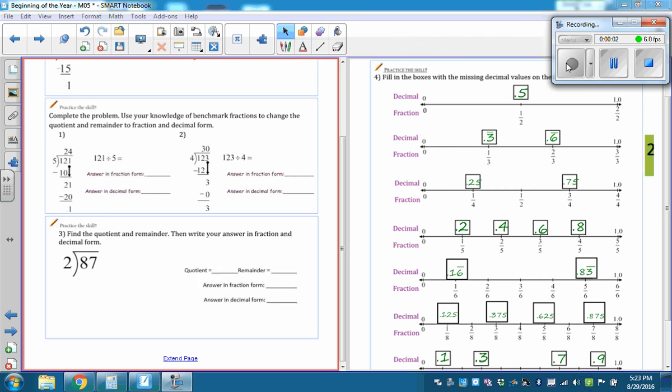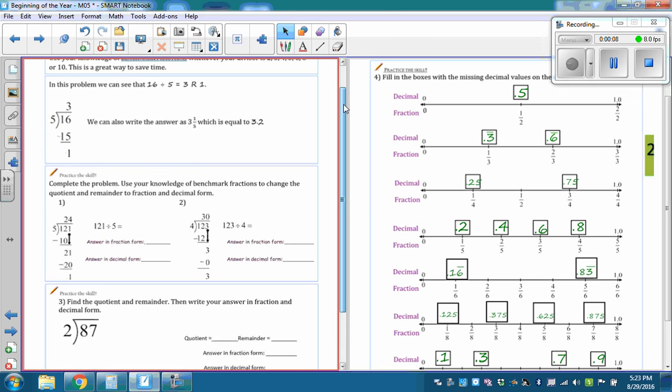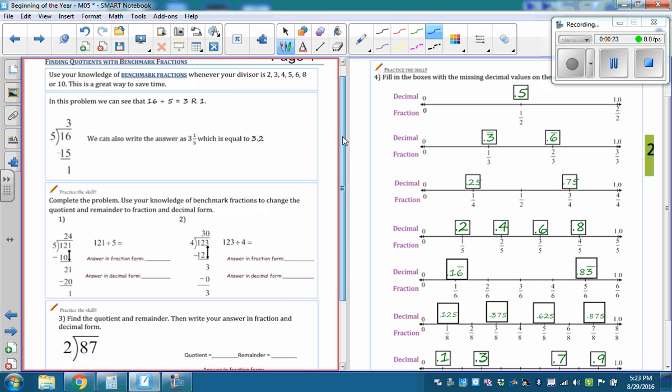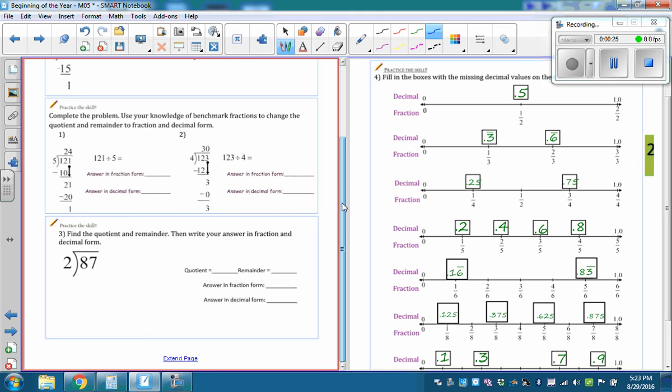Today we're going to work on doing division with decimals and also focusing on using benchmark fractions whenever it's possible. In class today, we went over this worksheet and we reviewed the examples at the top of the page. So I'm going to begin with this problem number 1 here.